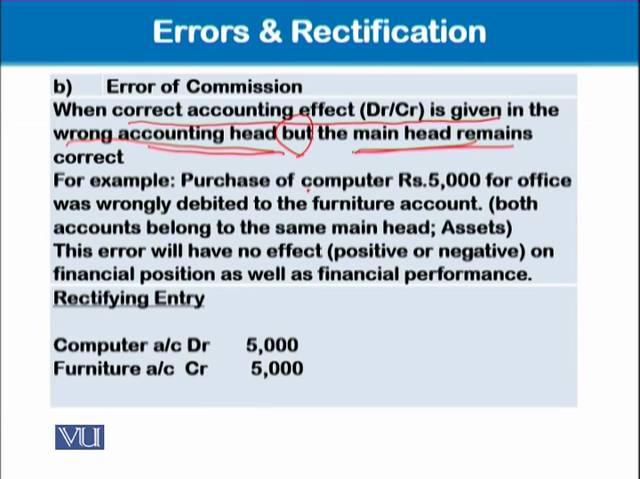Purchase of computer 5,000 for office use was wrongly debited to the furniture account. Okay, so what the issue? Both accounts belong to the main head asset. Okay, so in fact we had to debit computer as an asset, but we debited furniture as an asset. So this error will have no effect on financial position or even on financial performance.